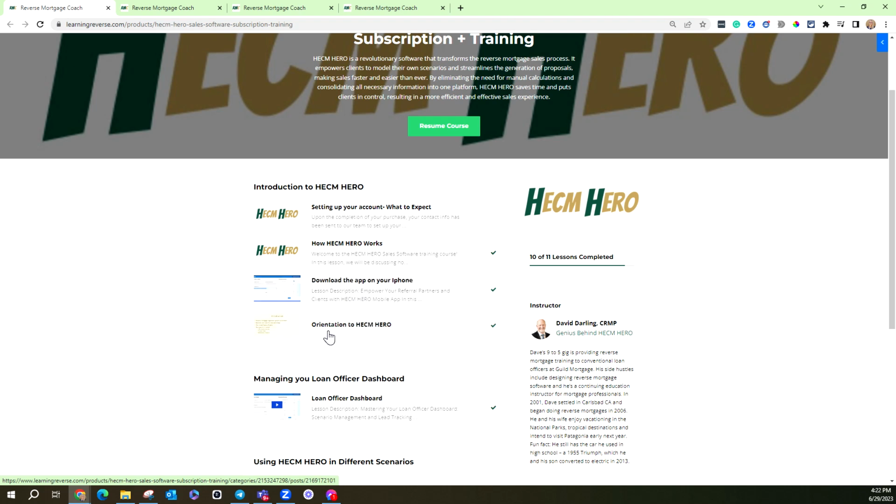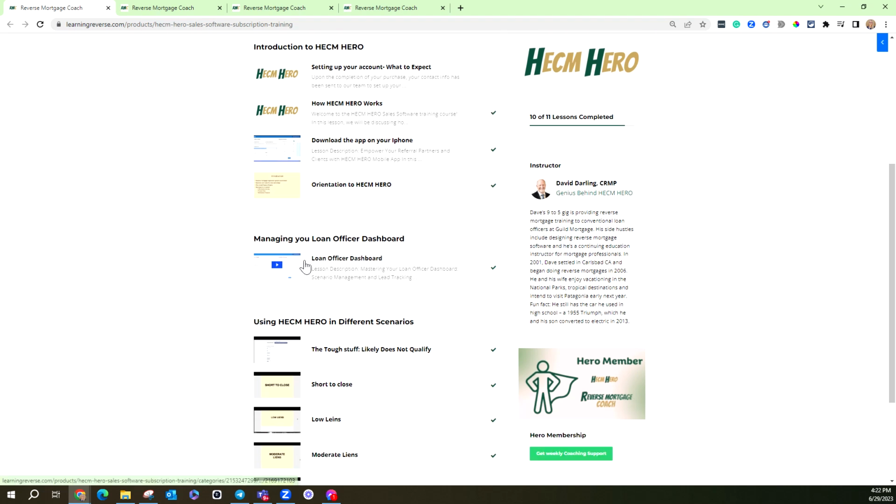Orientation to the software itself, then your dashboard. This is a really important module. Make sure that you're dialing in your parameters, right? HECM Hero allows you to no longer have to individually price. You've set some parameters. There's current interest rates already included and indexed. There's a rate sheet indexed.